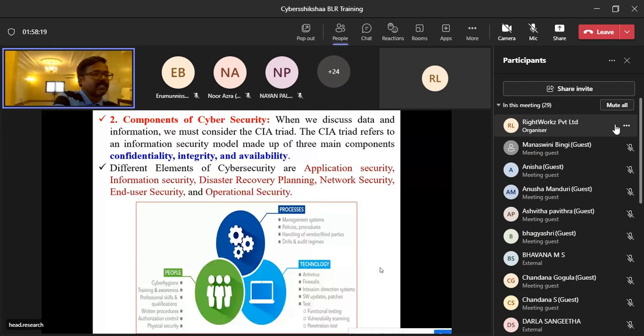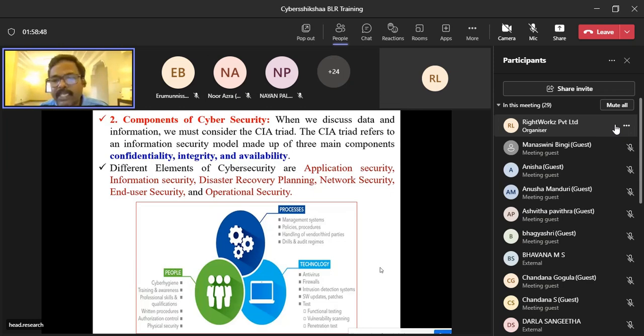Different elements of cyber security are application security, information security, disaster recovery planning, network security, end user security, and operational security. Including these, there are 3 more major components of cyber security. One is people, processes and technology.